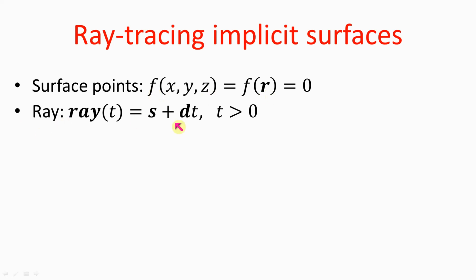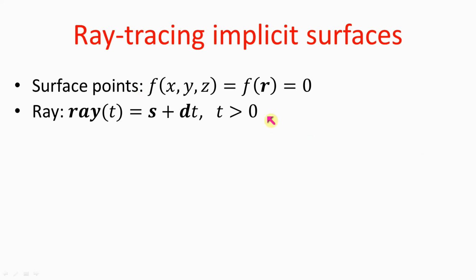The ray, on the other hand, is a half-line defined by the equation of the line, where S is the starting point of the line, also called the position vector of the line, and D is a direction vector. This inequality, limiting t for the positive values, makes the line a half-line, because we are interested only in those objects which are in front of us. Those points are visible from the camera that are first intersected by the ray shot at a given direction.